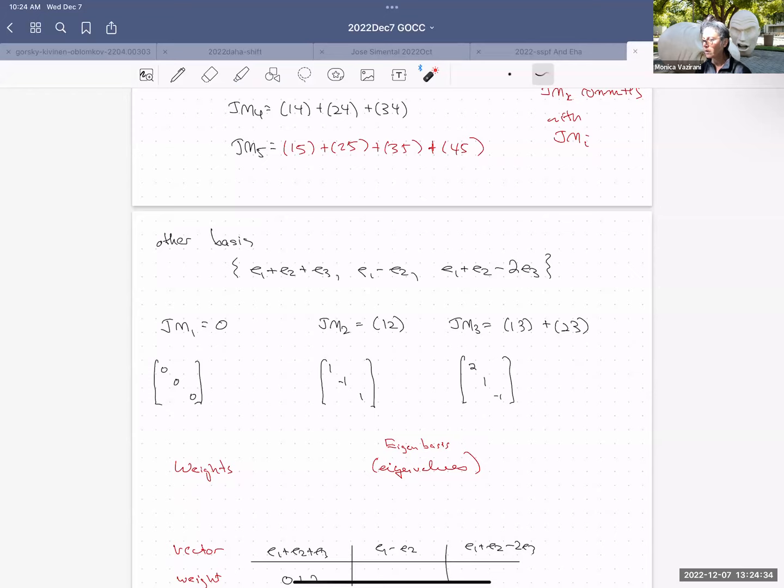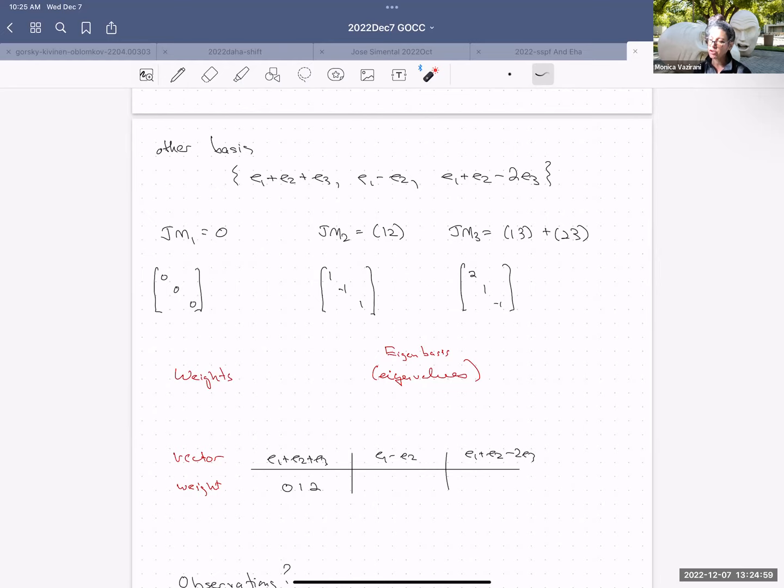All right, so now let's bring in some vocabulary. Instead of saying eigenvalue, eigenbasis, when we have many operators acting and we have simultaneous eigenvalues, we organize them all into what we'll call a weight. So these eigenvectors or eigenbasis, I'm going to call them a weight basis or weight vectors. And I'm going to call the information about how each of these three operators act a weight.